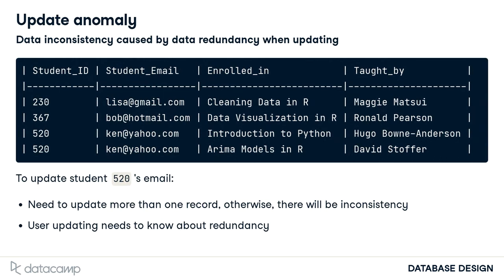For example, take this simple table. It holds the IDs and emails of students and their enrolled courses. If we want to update the email of student 520, we would have to update multiple records. It may sound easy to update multiple records, but it's risky because it depends on the user updating, if they remember this redundancy. And this is a simple example. As we scale, it's harder to keep track of these redundancies.